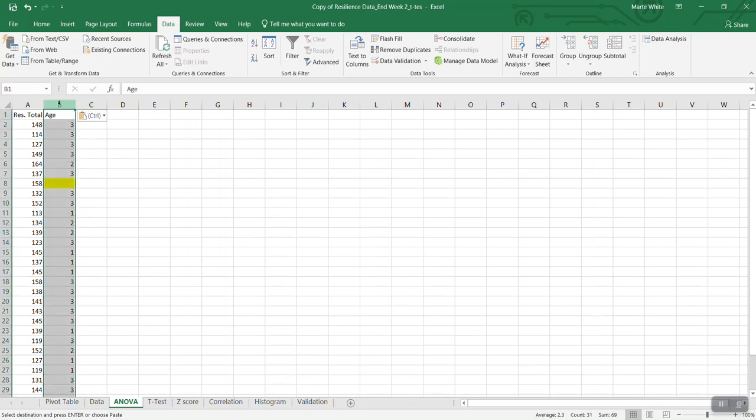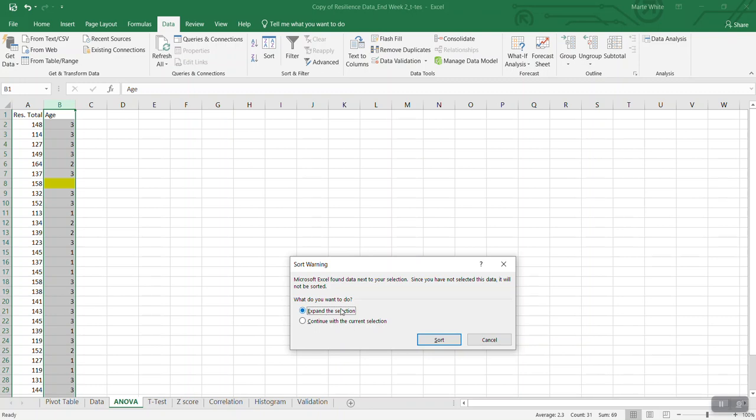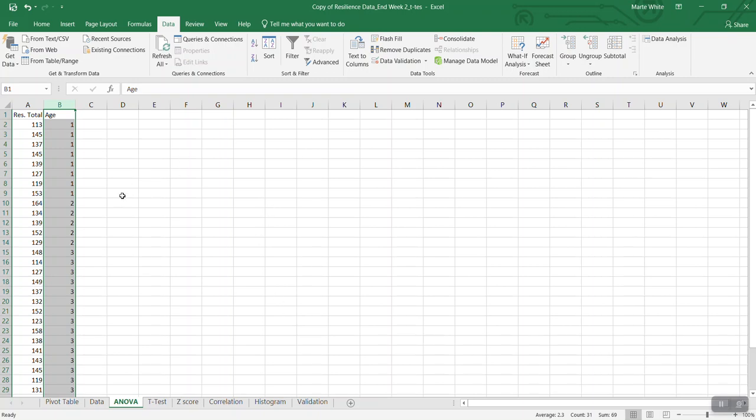So highlight the row of ages and go up to sort under the data tab, under sort, smallest to largest. Again, it's going to ask you to expand the selection, and we do want to make sure that the actual resiliency scores go with that specific participant. So expand the selection, yes, and sort. So now we have 3 different groups. We have the 1s, the 2s, and the 3s.